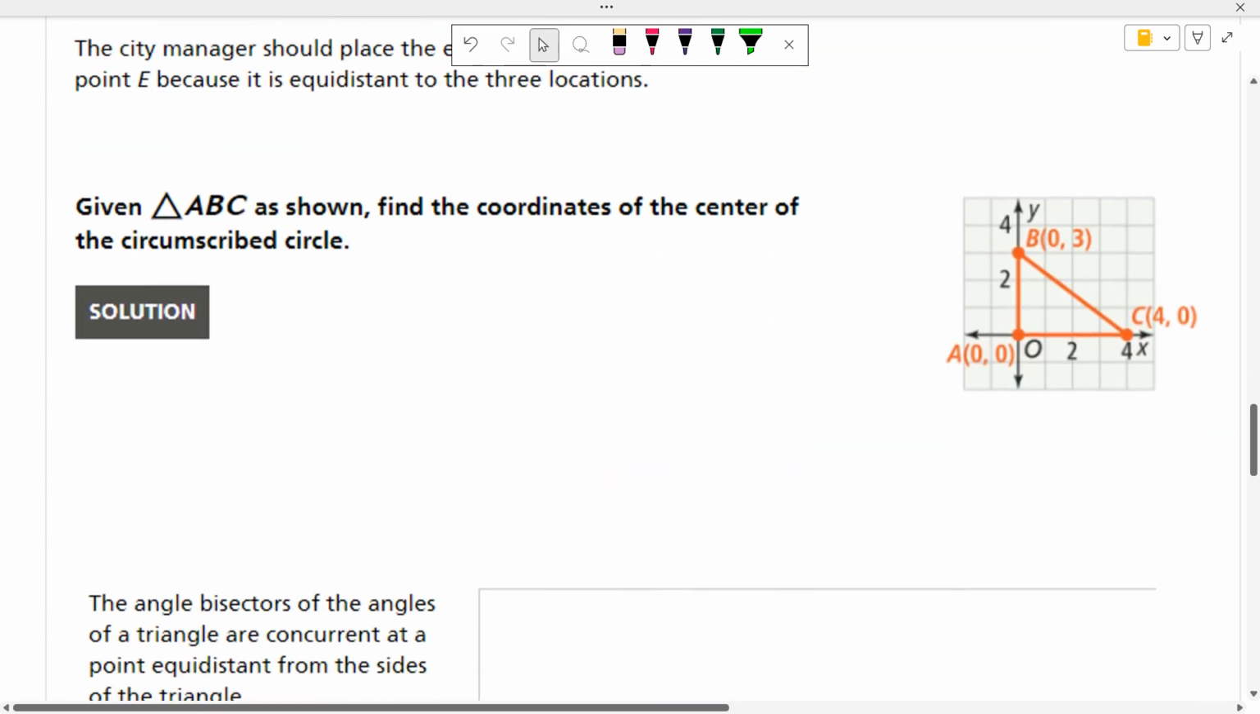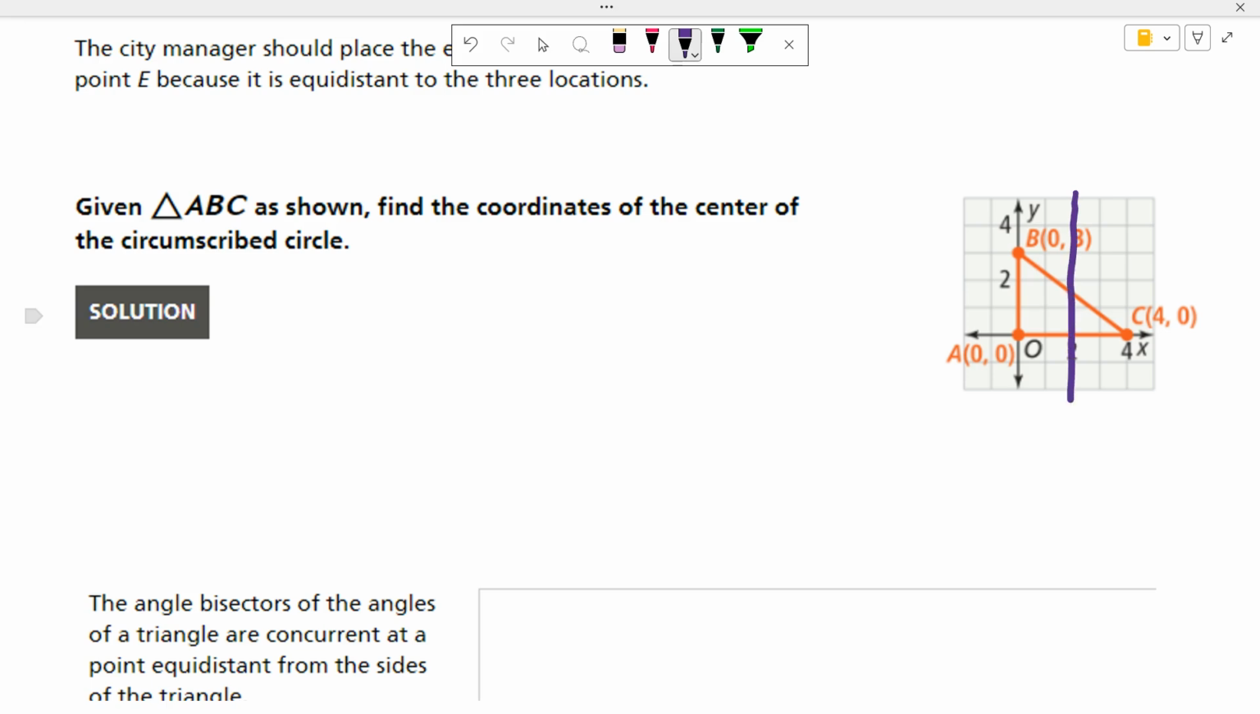What are the coordinates of the circumcenter of this? Now, perpendicular bisectors. When you have horizontal and vertical lines, it's really easy to find perpendicular bisectors. Well, what's perpendicular to a horizontal line? A vertical line. What's halfway in between 4 and 0? 2. There's your perpendicular bisector of that side.